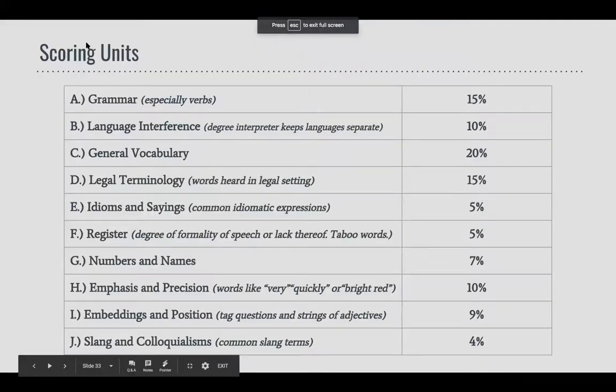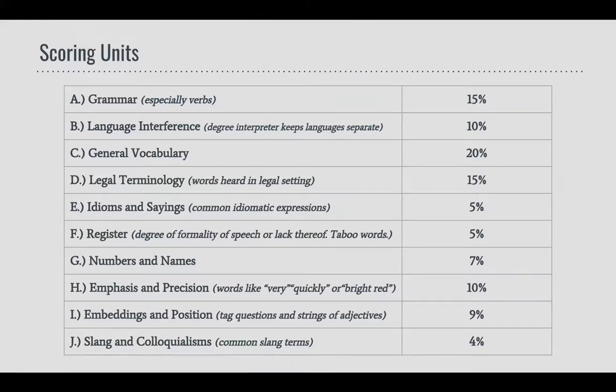The objective component of the exam is something called a scoring unit. I'll show you these scripts in a moment and you'll see what I'm referring to. But they fall into these categories: grammar, language interference, general vocabulary, legal terminology, idioms and sayings, register, numbers and names, words for emphasis and precision, embedded words or phrases, and then slang and colloquialisms. And the numbers break down here.